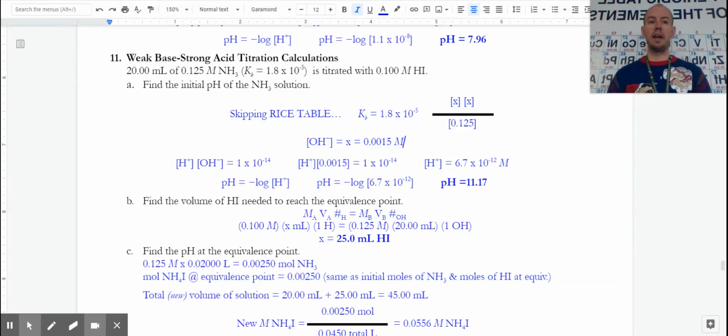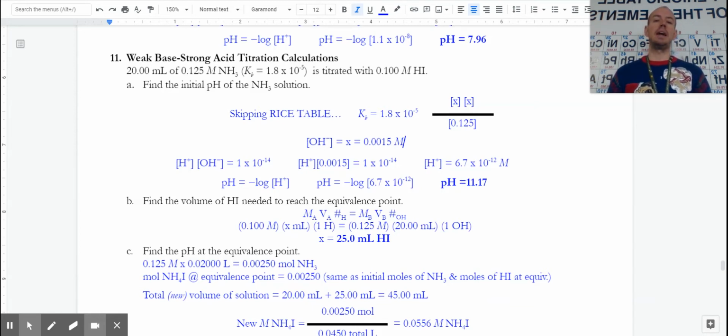Number 11's a lot like number 10. In fact, I used the same volumes for my weak base and the same molarity for my strong acid, just so that as we look at the numbers, we can jump to some conclusions or answers a little bit faster without needing to think through the math as much, but also to see how, even when the numbers are exactly the same, it looks a little bit different for a base compared to an acid.